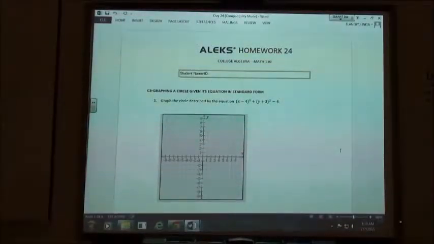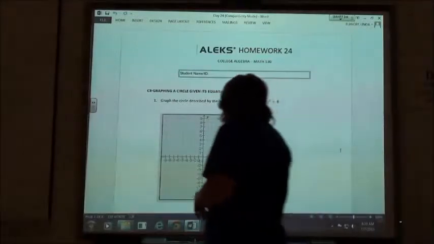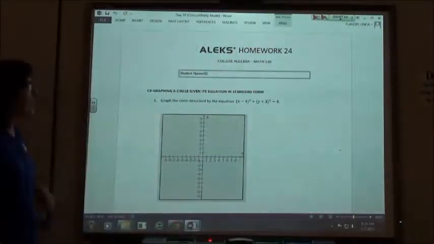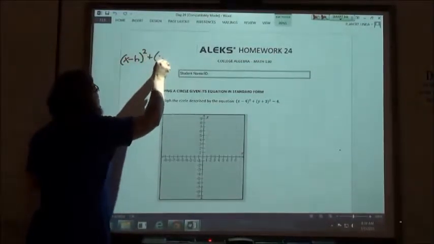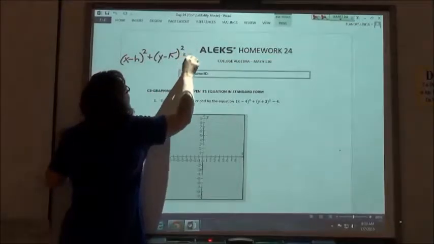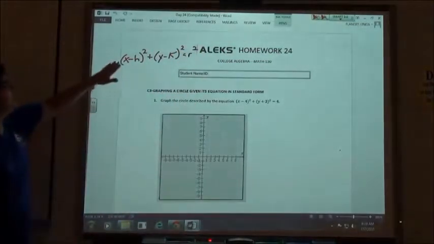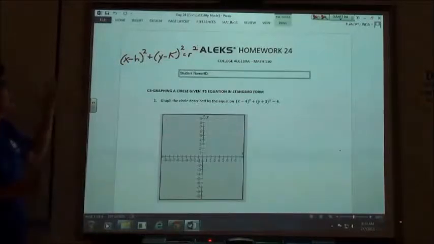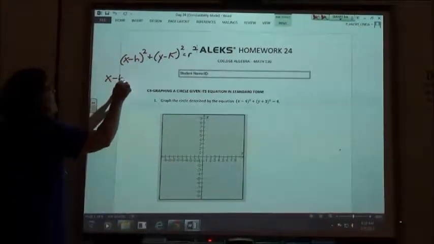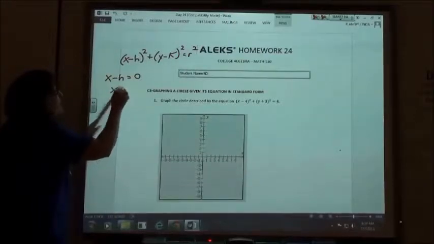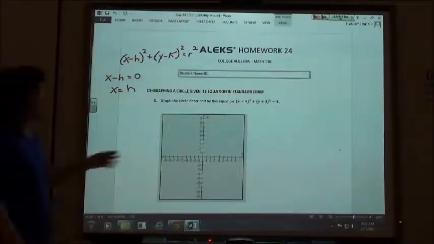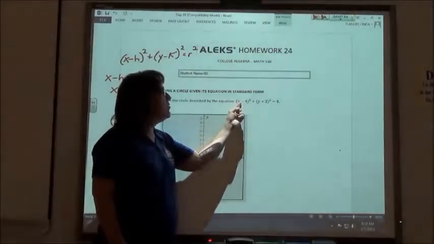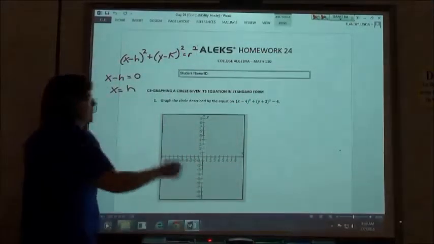There we go. So homework 24 starts off with graphing a circle. And the standard form of the circle says that if you have x minus h squared plus y minus k squared, it's equal to the radius squared. So since in here you have a minus sign, if I have x minus h equals 0, then x is going to equal the opposite because you have to move your h to the other side. So when you look at the general form of the circle, just think of that for the center, that you're going to use the opposite of these two values.